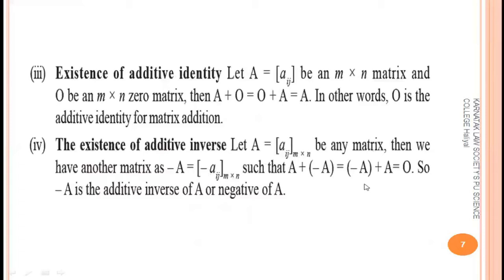So if you take 2 as the one element, what is the additive inverse of 2? Minus 2. If you add 2 plus bracket minus 2, we will get the 0 only. So minus A is the additive inverse of A or negative of A. These are the properties of matrix addition.